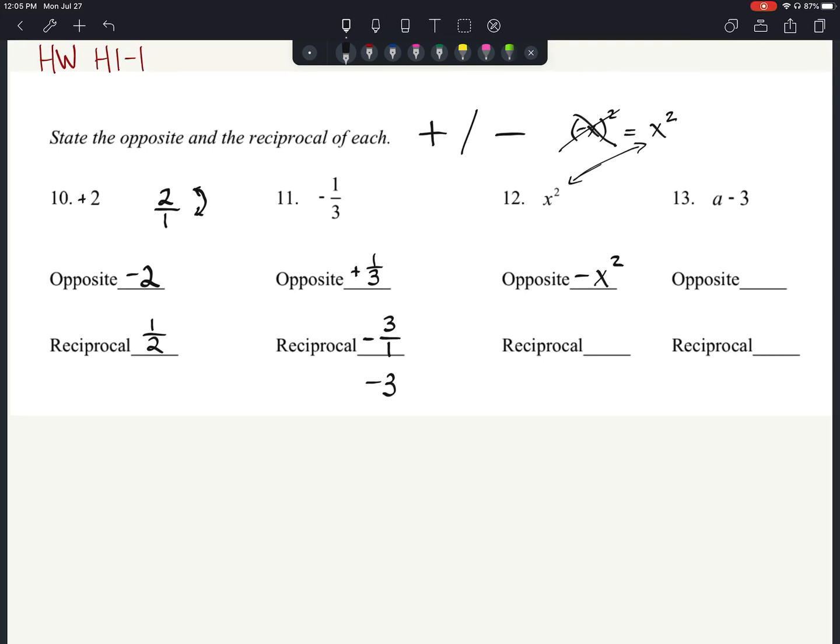Now the reciprocal, if we think about it, x squared is over 1. So we're going to take it here and just flip-flop the numerator and denominator. So we have 1 over x squared.